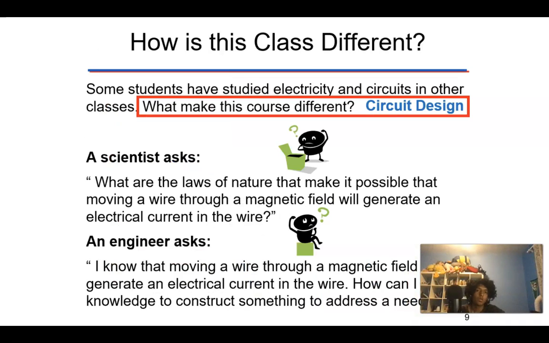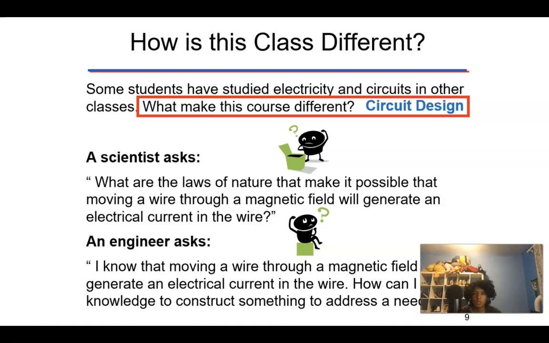So what is circuit design, and how is it different from any science classes that you guys will go through? So scientists are really more trying to get answers to big questions regarding the world around us, whereas engineers use these answers to help solve a problem or complete a task.